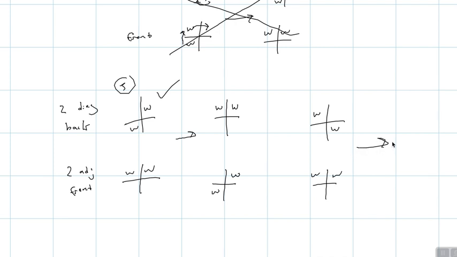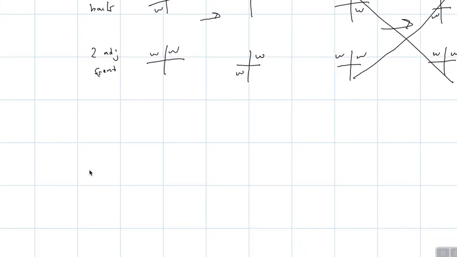If we then rotate 90 degrees, it's going to look like this. And this is the same configuration as this, so we've already seen it, so we're not going to count that one. This is the same as this.